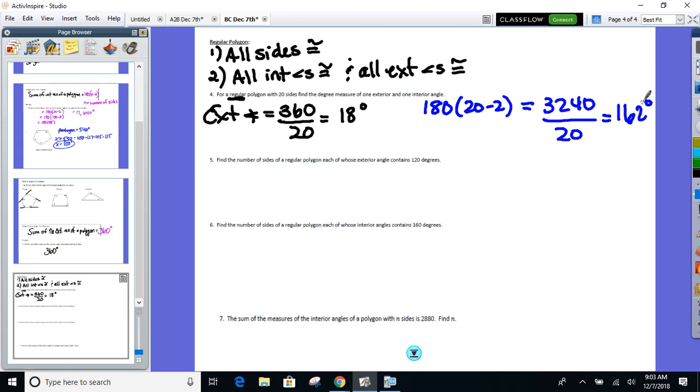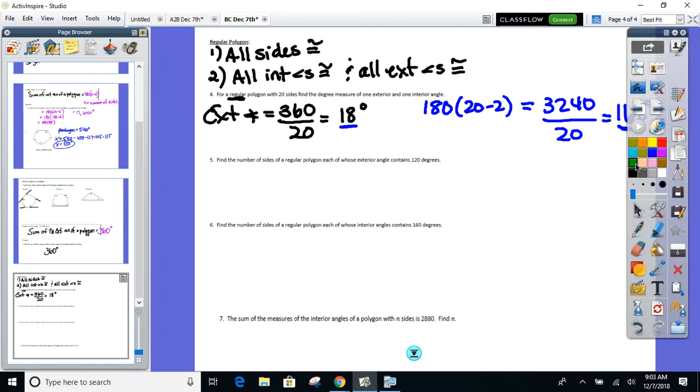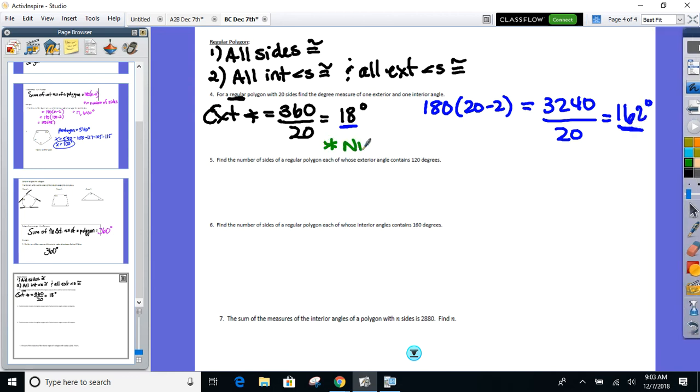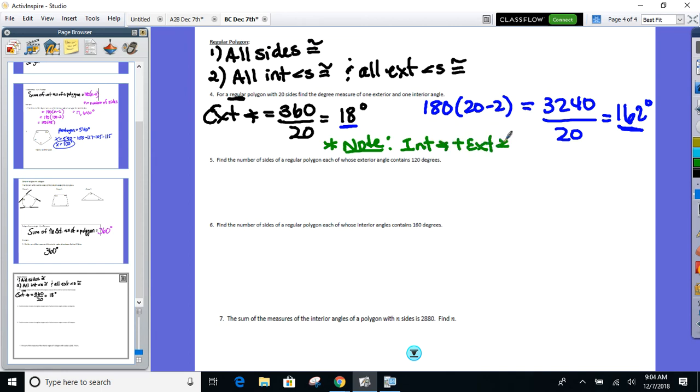I didn't need to do all that work. All right, I did it on purpose, because I didn't want anyone to get to the shortcut right away. But take a look, 18 and 162. One exterior, one interior. What should I know about the two? They're going to be supplementary. So if you want to make a little note of that: the interior angle plus an exterior equals 180. So if you know the exterior, just subtract from 180 and you've got the interior.